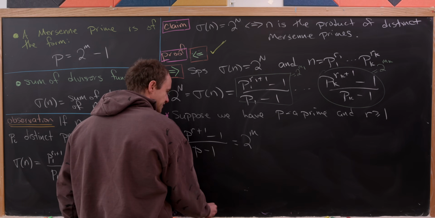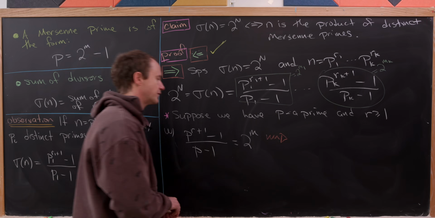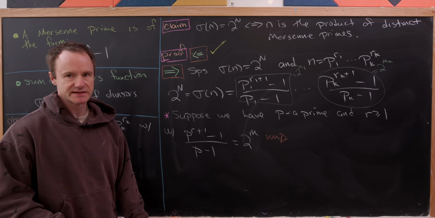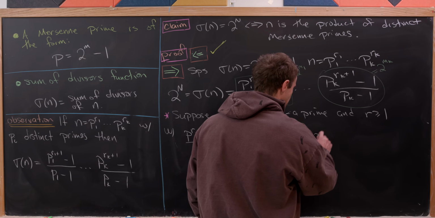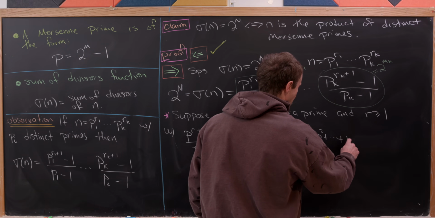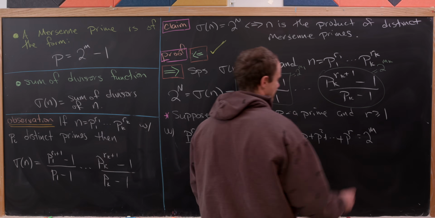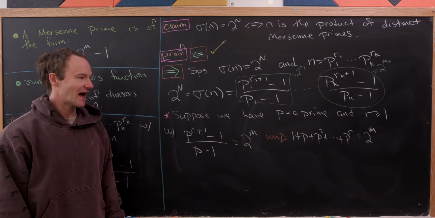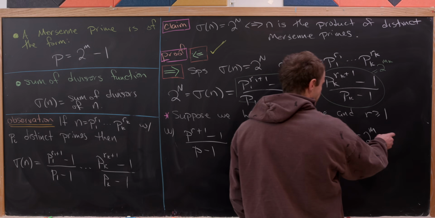But now what I'd like to do is undo some of the work that we did in our original proof over here, and that undoing means I'm going to take this and rewrite it as a geometric series. So we have 1 plus p plus p squared all the way up to p to the r is equal to 2 to the m. Now, let's observe that the right-hand side of that is even, but that means that p has to be an odd prime.